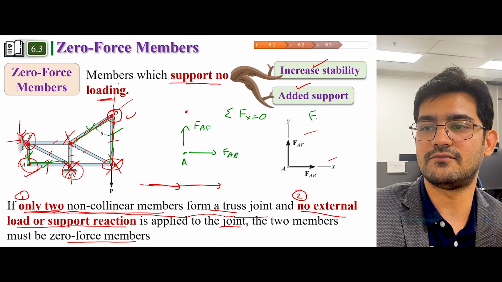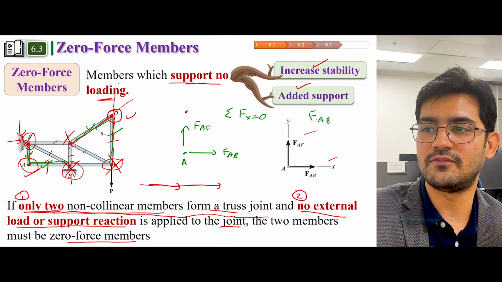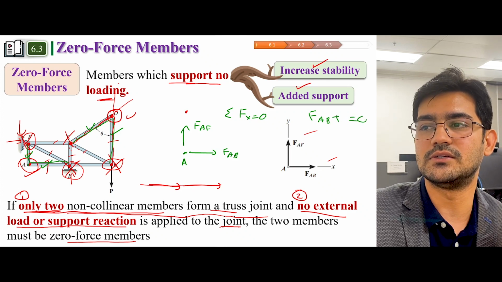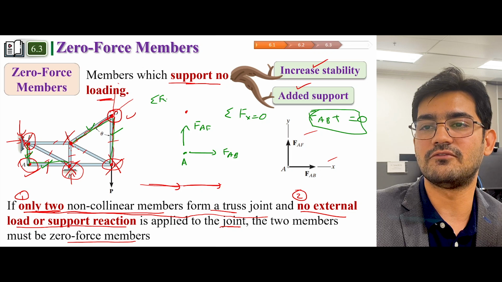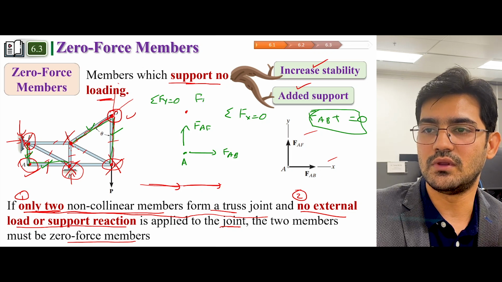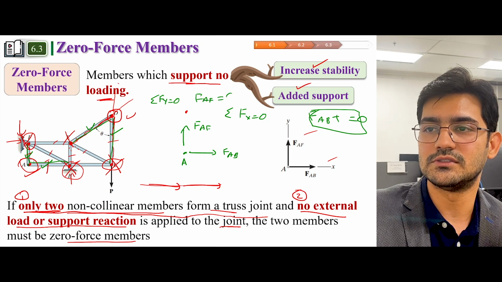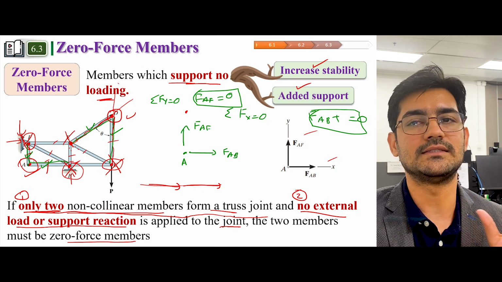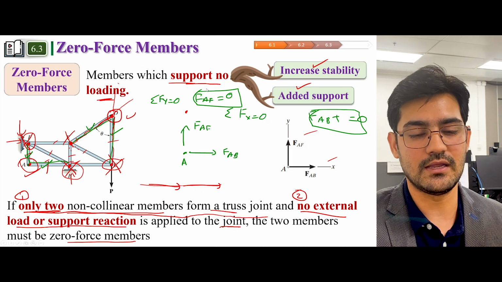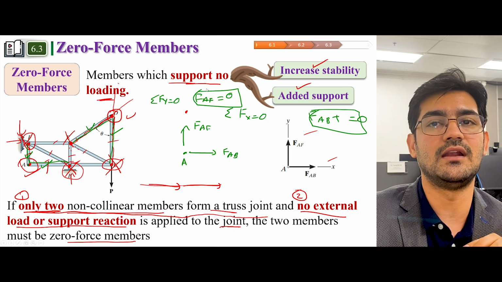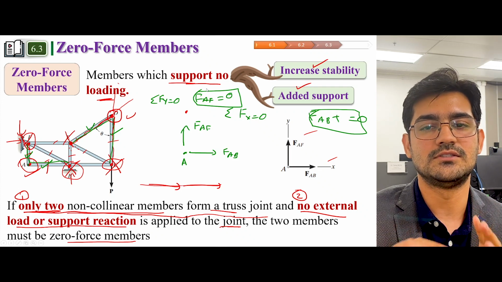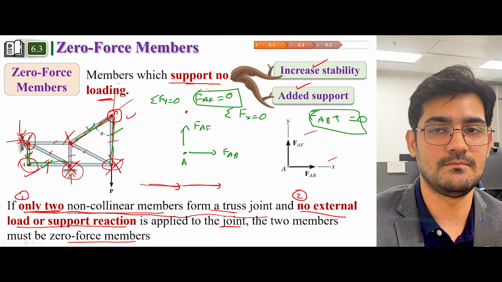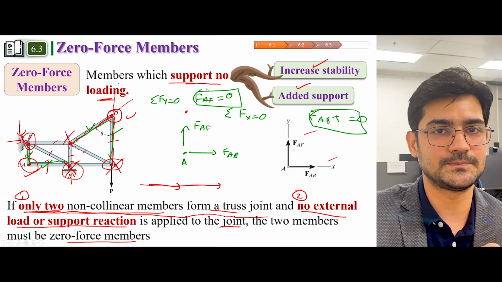No force, just F of AB. So F of AB plus nothing is equal to 0. So we know this force is 0. If you apply summation of F of y is equal to 0, you will again come to the same conclusion. So that's how, by just looking at it, you can also try to understand which members are zero force members. If you know that, then you can simplify the method of solving these trusses.